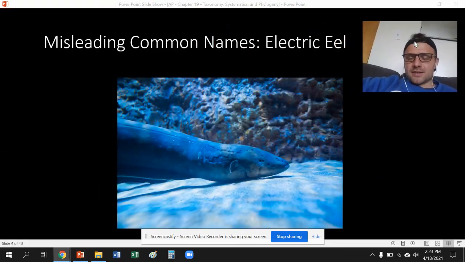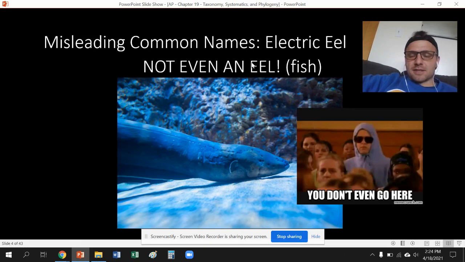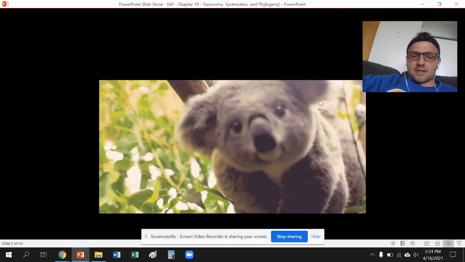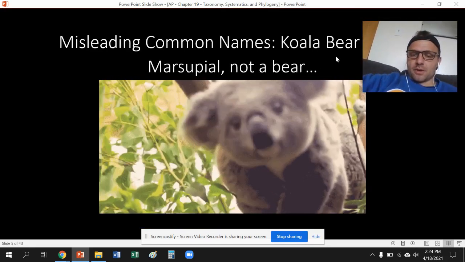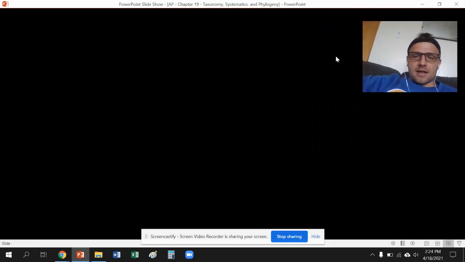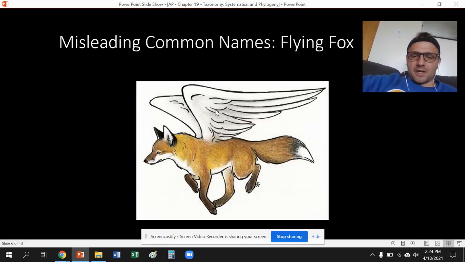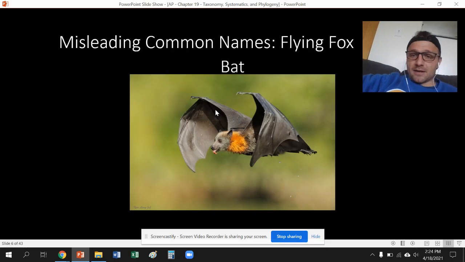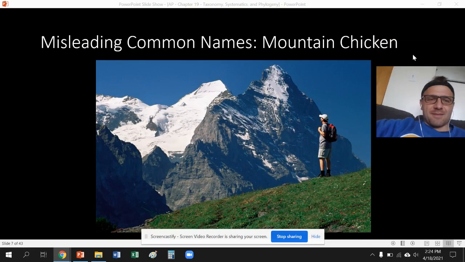Here's something I like to go through with my students in class. This is an electric eel. What type of organism do you think this is? It's actually not even an eel; it's a fish. So these names can be very misleading. Our next example is a koala bear. You think that it's some type of bear, but it's not. It's a marsupial. Another is the flying fox. A lot of people would think, a fox with wings, but the flying fox is actually a bat. So these are examples of why we have these misleading names.